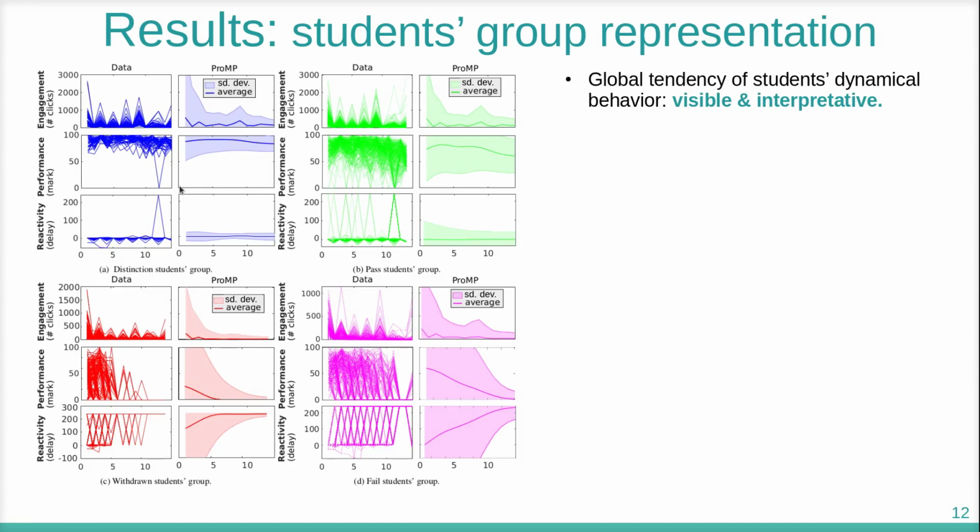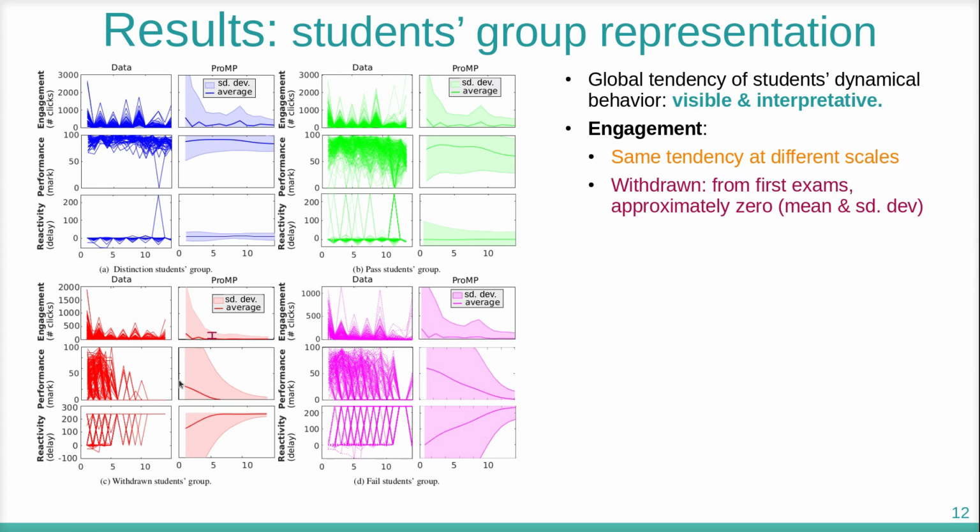So here is the result: in blue for the distinction group, green for pass students, red for withdrawn students, and pink for failed students. We can see that ProMP succeeds in representing the global tendency of students' dynamical behavior, which is visible and interpretable. Pay attention to the engagement indicator. Even if we have the same kind of shape, the scales are different because students who pass or have distinction are more engaged than students who withdrew or failed.